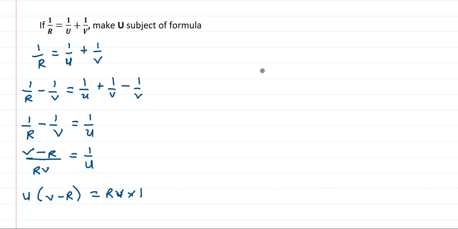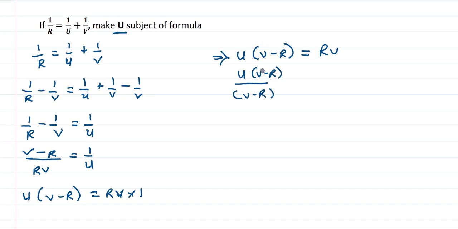So RV times 1 is the same thing as RV. Let's continue from these points. We can have U bracket V minus R is equal to RV, and we are meant to solve for U. Doing that, we can divide both sides by V minus R. So U bracket V minus R divided by V minus R is equal to RV divided by V minus R. Cancelling out, U stands alone, and mathematically becomes RV over V minus R.